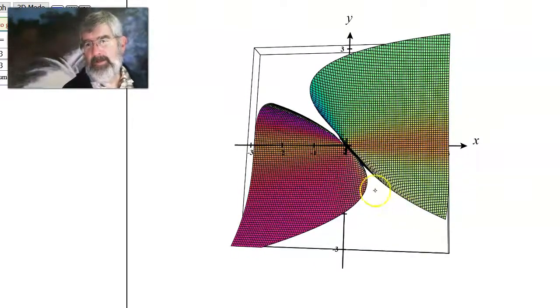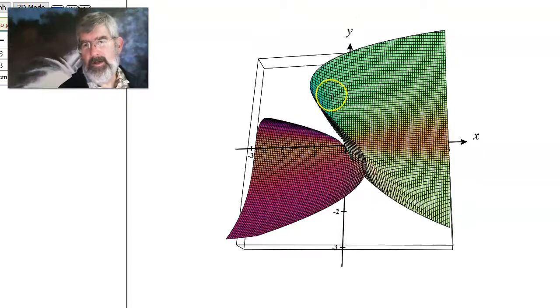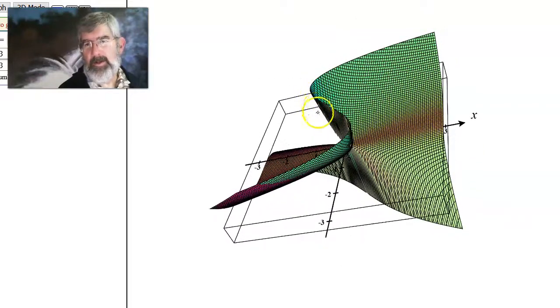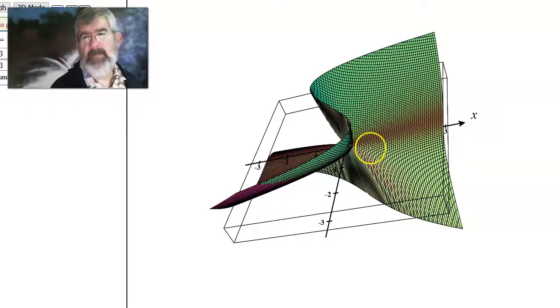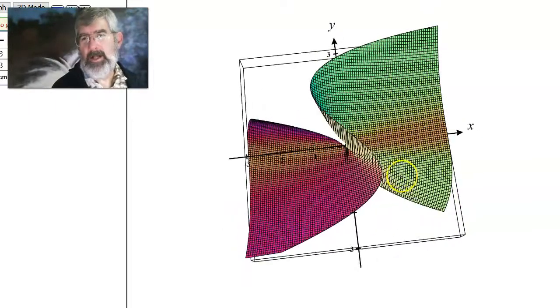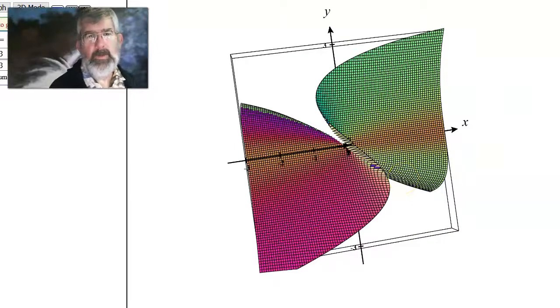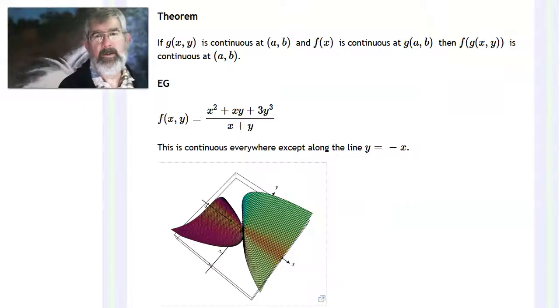Anyway, there's something that's going wrong along the line y equals x here. On one side of it, it's headed up to plus infinity, and on the other side, it's headed down to minus infinity. And I think it swaps actually over here. On one side, it's going uphill and downhill, and on the other side, it's going downhill and uphill. But yeah, there's definitely an asymptote, a break in the graph along that line, y equals x. No, y equals minus x. Let's go back here now.